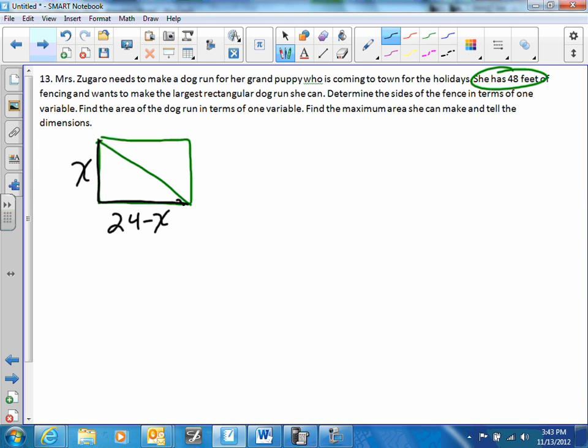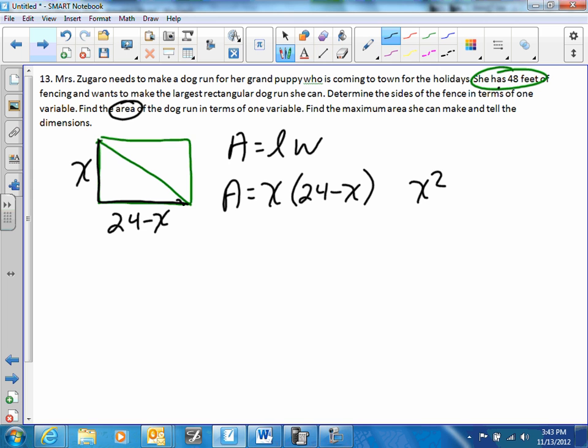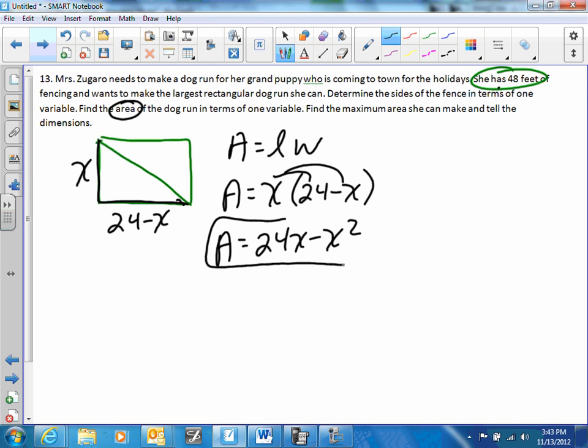Now, we want to find the area. So we use the perimeter to find these two variables. Now we're going to use the area formula to find the area of the rectangle. Remember, area is length times width. So area is going to be x times 24 minus x. You can either put it in the calculator like that, or let's distribute that x. So I'm going to get area is equal to 24x minus x squared. And I'm going to put this in the calculator like that. So that's the formula that we're going to use.